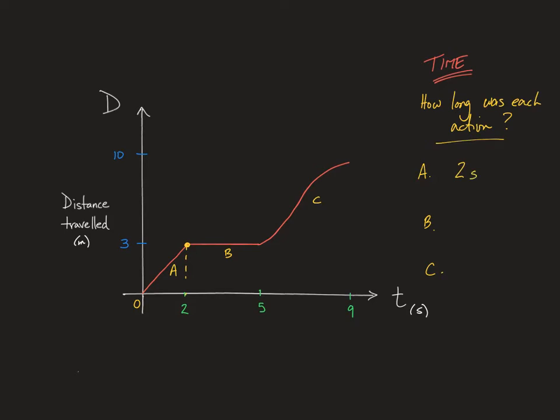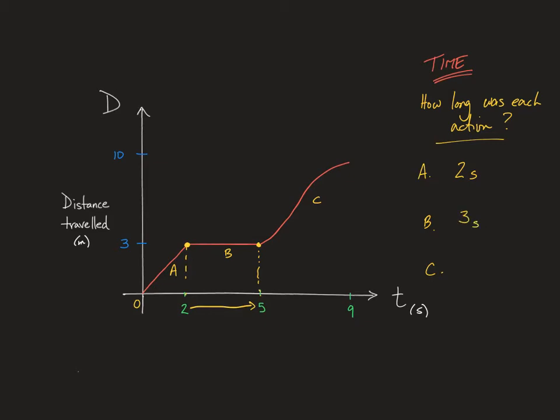Now we take a look at segment B. Segment B began where A finished and ends at that time. And if I scan down, I notice that it ended at 5 seconds. And so segment B went from 2 to 5, and therefore it lasted 3 seconds.